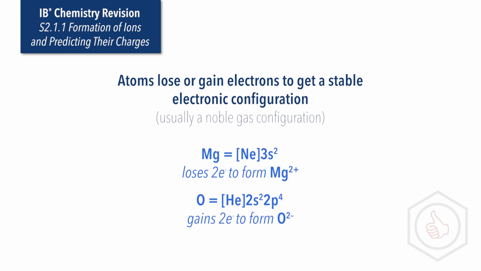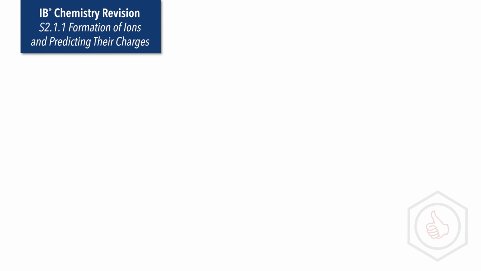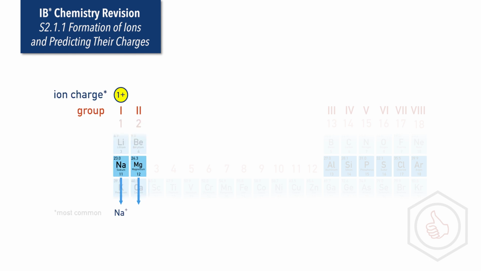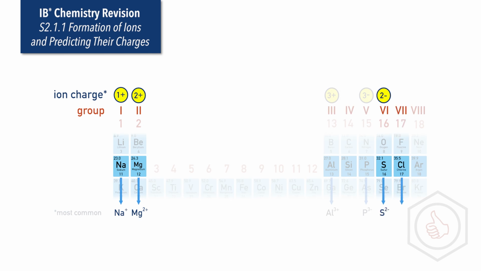We can usually predict the ionic charge for an ion of an element from its position in the periodic table. Group 1 metals form +1 ions, Group 2 metals form +2 ions, Group 6 nonmetals form -2 ions, and Group 7 nonmetals form -1 ions. This is based on the idea that the atoms will lose or gain electrons to get a full outer shell.